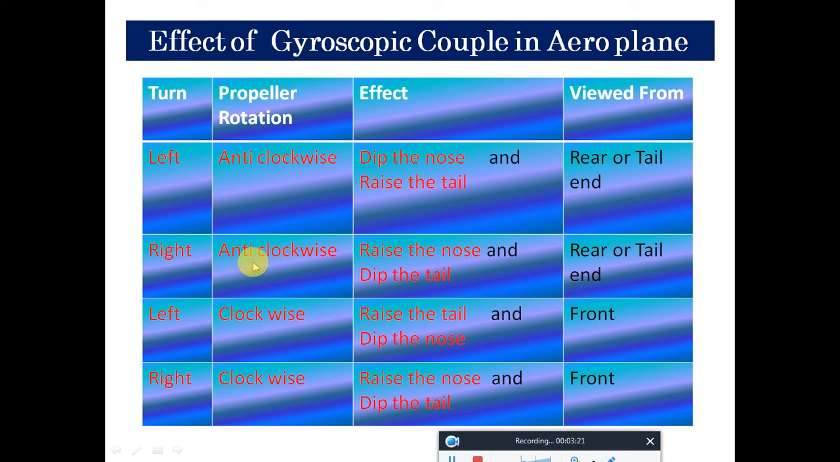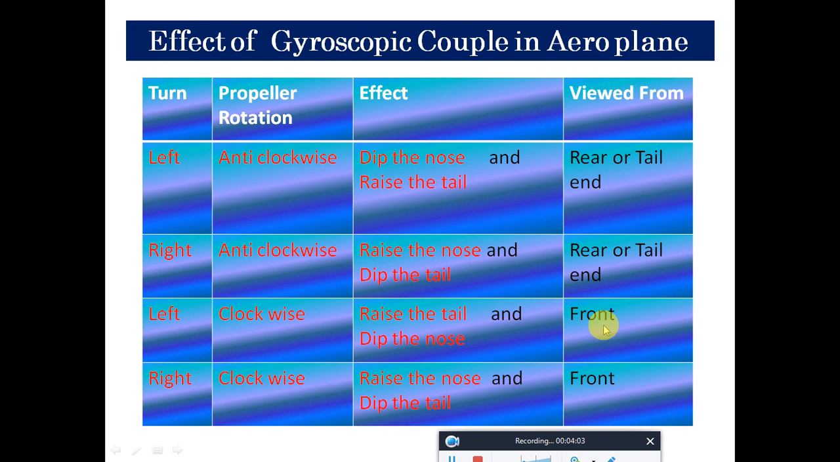Similarly, for a right turn, for the propeller rotating in the counterclockwise direction, we raise the nose and dip the tail. Here also we are viewing from the rear or tail end. Suppose the propeller is rotating clockwise and you want a left and right turn, then it is just opposite to the previous 2 cases. So here dip the nose, raise the tail, and similarly raise the nose and dip the tail. It is the same thing; the only thing is we have to change the direction of the propeller rotation.